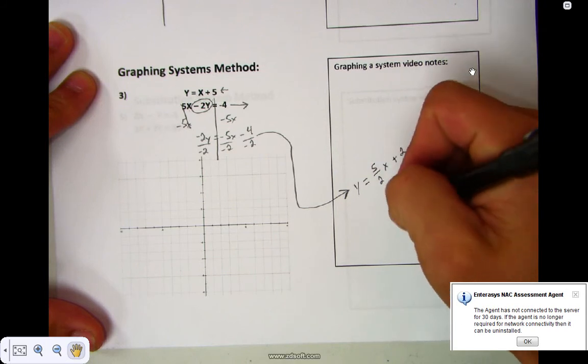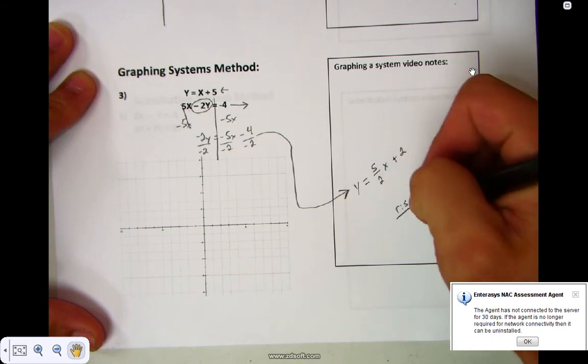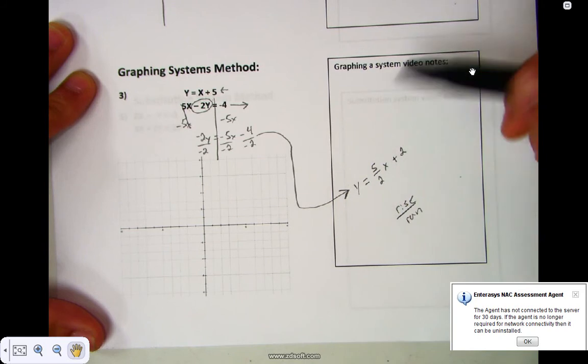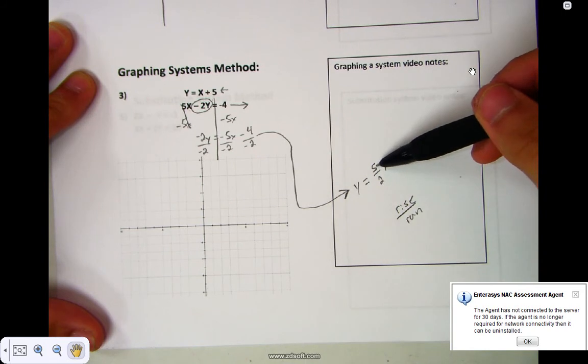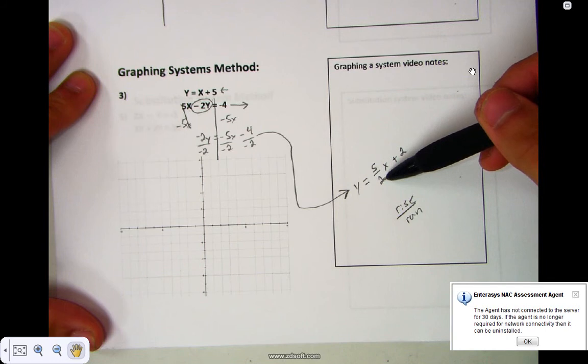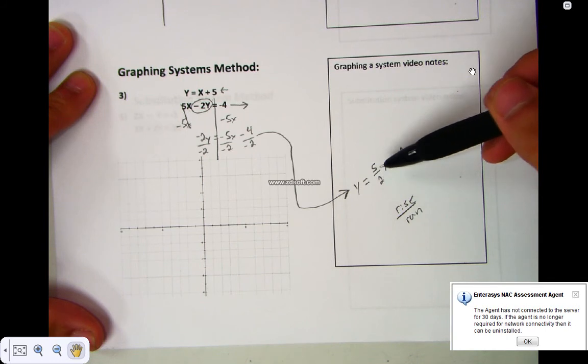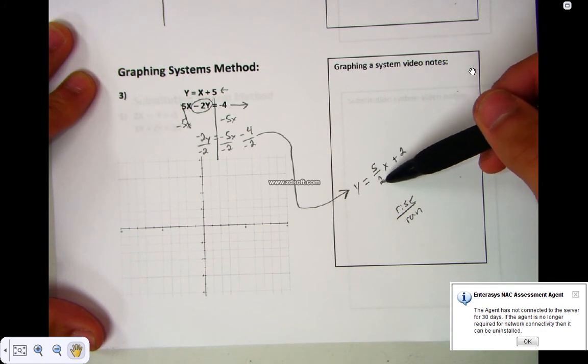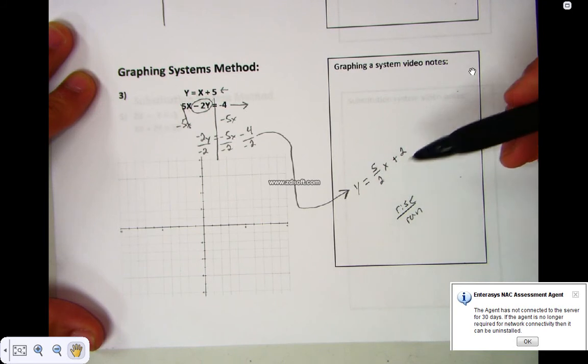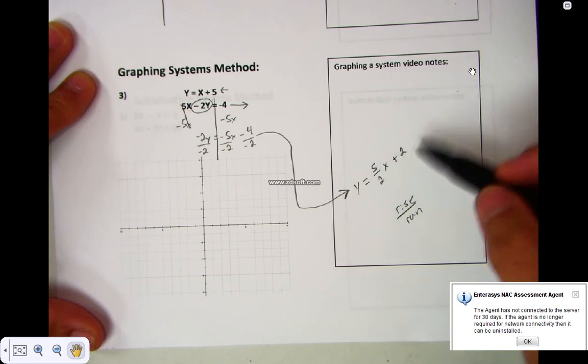run. So remember, our slope is rise over run. So if I have a positive 5 on the top, that's how much I'm going to be going up. If I have a 2 on the bottom, that's how much I'm going to be going right. Okay, if it's a negative 5, I'm going to be going down. If it's a negative 2 on the bottom, I'm going to be going left. So this is where I start.